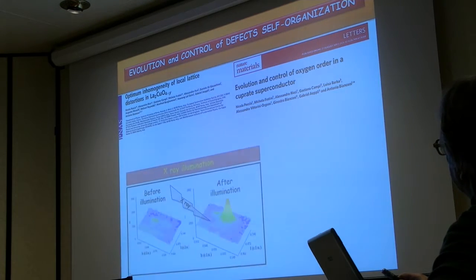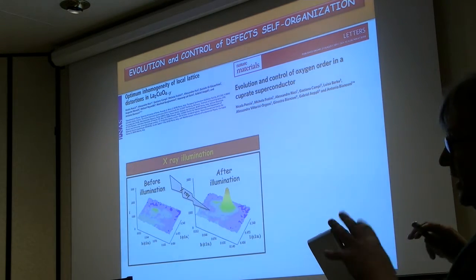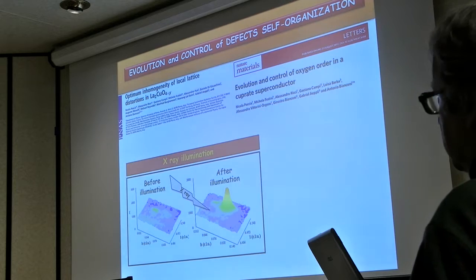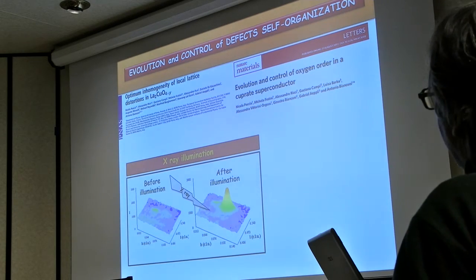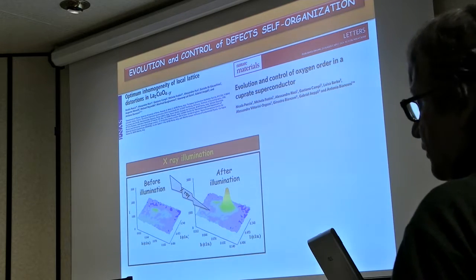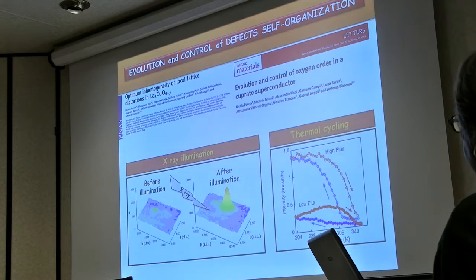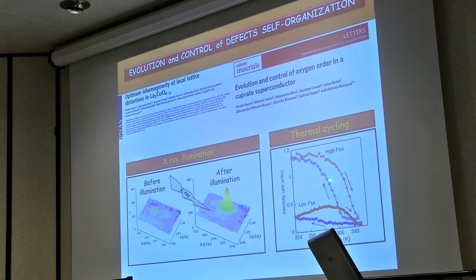And I would like to repeat that you can manipulate this order because it has an energy of a few millielectron volts. A few millielectron volts correspond to a few degrees of temperature or illumination of light on a sample. So in this case, we illuminated this sample with X-rays and we obtained the ordering of oxygen. At the same time, we can manipulate it with the temperature, by thermal cycle, or both X-ray flux and temperature variations.